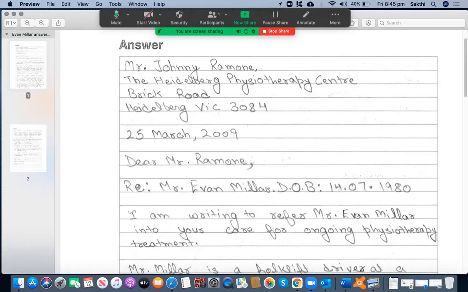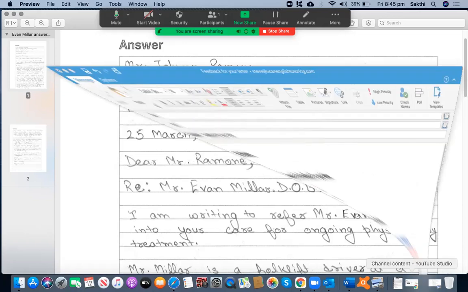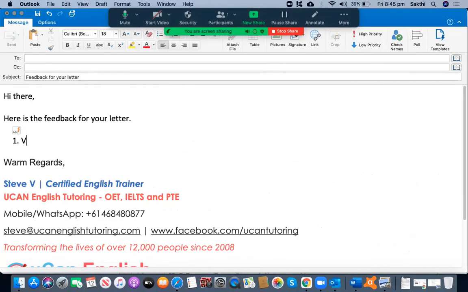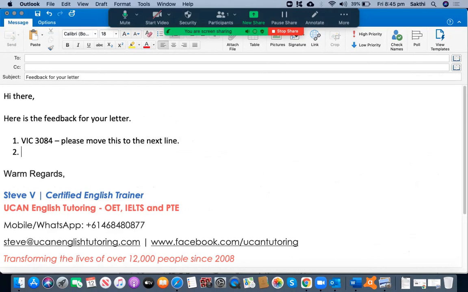So the student has written down Mr. Johnny Rahman, the Heidelberg Physiotherapy Center, Brick Road, Heidelberg, Victoria 3084. This Victoria 3084 could have been written down in the next line. This is just a suggestion only. That's not a grammar mistake. There is no grammar mistake.